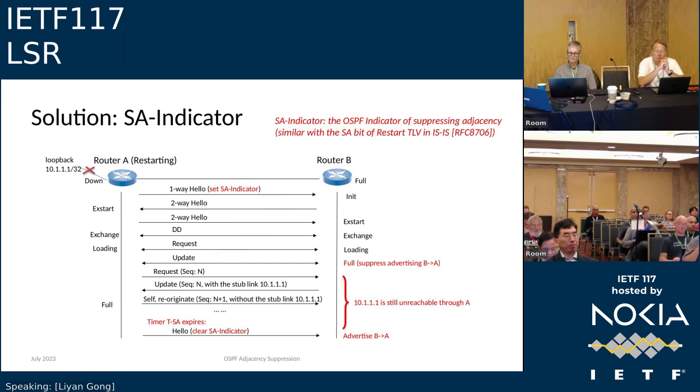The draft proposes a solution for these 2 scenarios. The key point is to delay router B from advertising the adjacency B2A, so that there is enough time for the restart router to re-originate LSAs with a new sequence number. The main step is shown on the right. We delay the advertising by router B of the adjacency B2A. This idea is much similar to IS-IS in RFC 8706. For OSPF, the signal transmission is different from IS-IS, so a protocol extension is necessary.